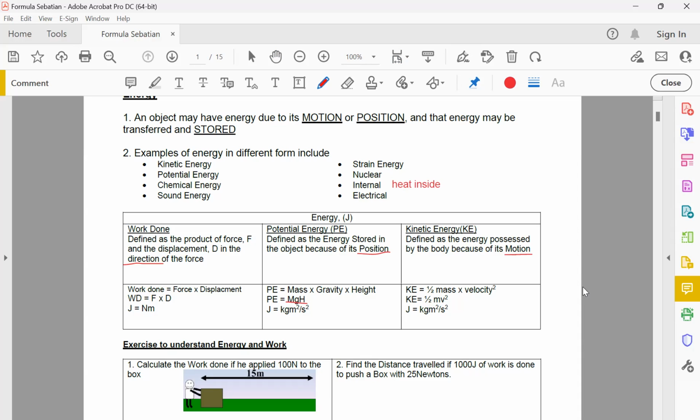Relax now, we're doing general physics. Maybe later you'll find that you love physics so much you want to major in physics. Who's crazy enough to do that? I was crazy enough to think about that.